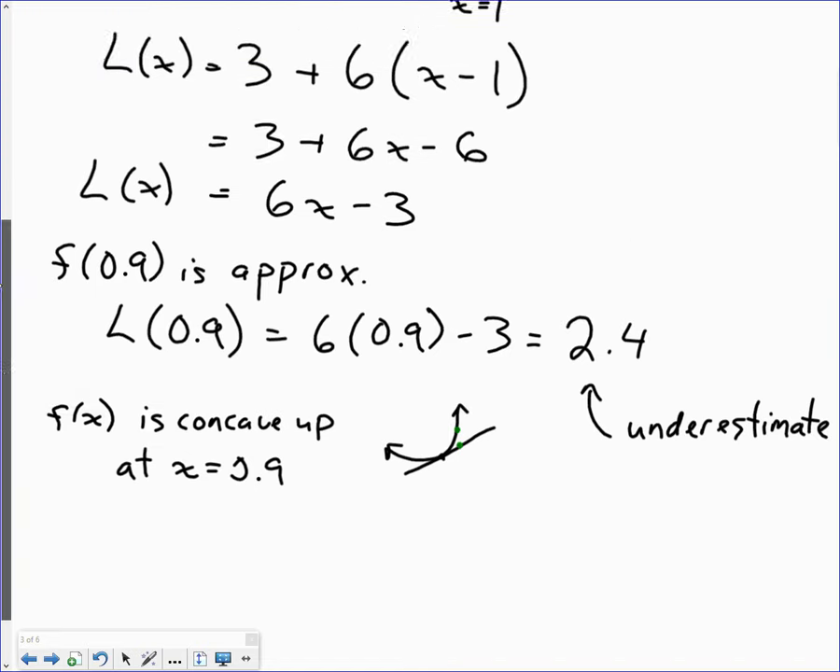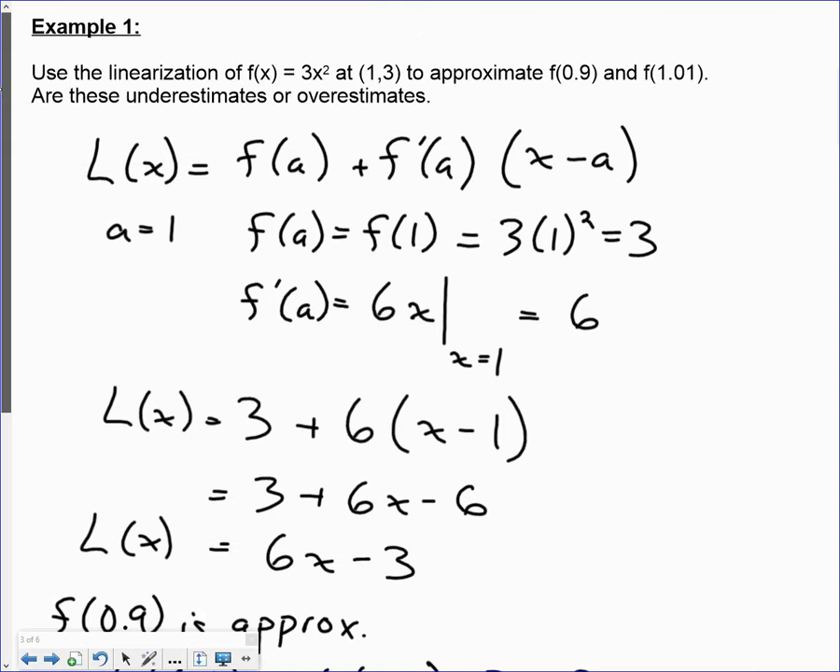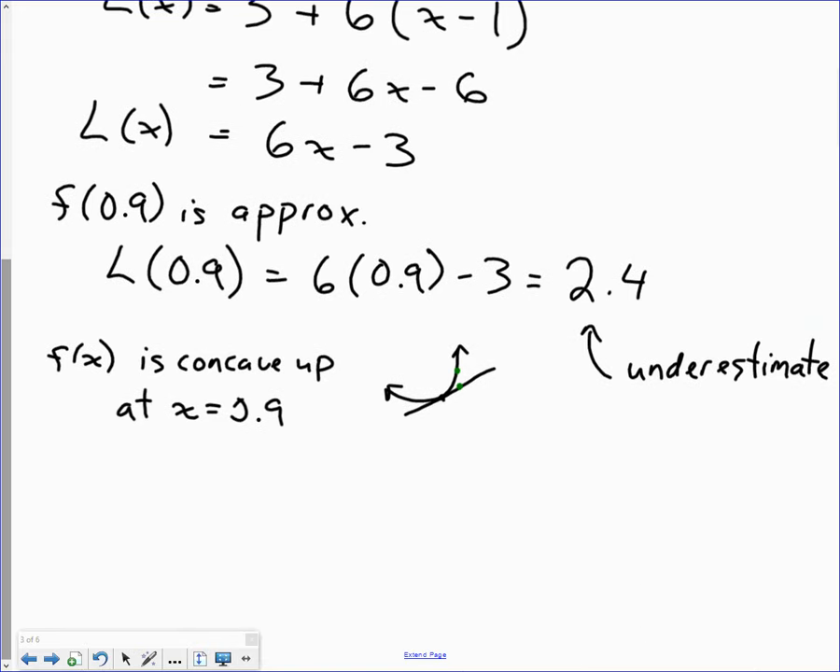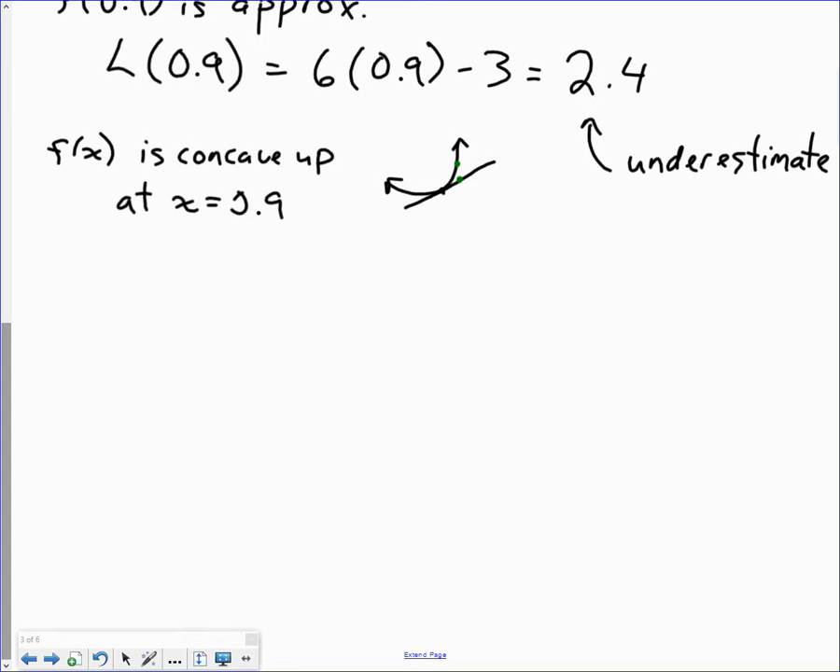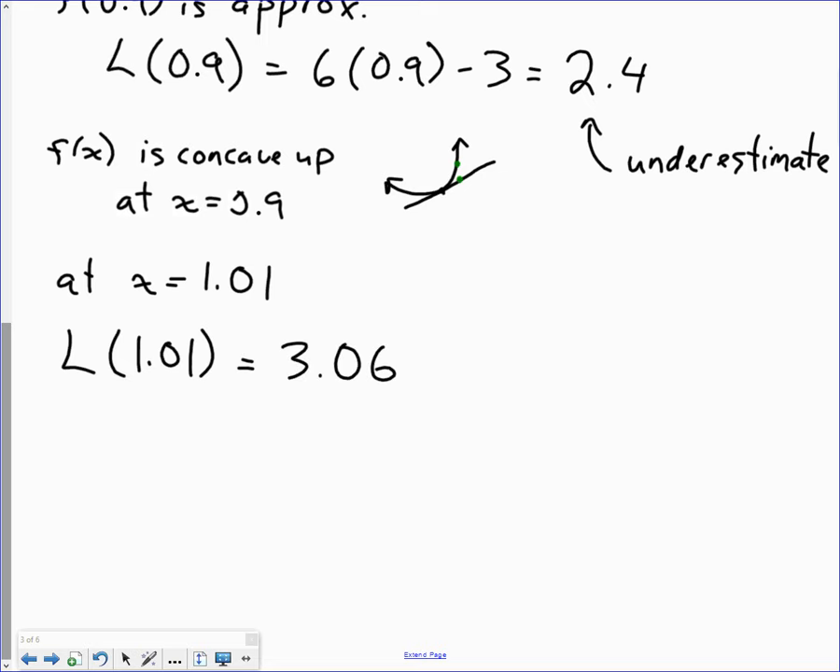And I guess this question also asks us to evaluate f at 1.01. Okay, so we can do the same thing again. At x equals 1.01, we're just subbing this value into our linearization equation. When I do this, just using my calculator, I get 3.06. Is this an overestimate or an underestimate? Well, this has got to be an underestimate as well.